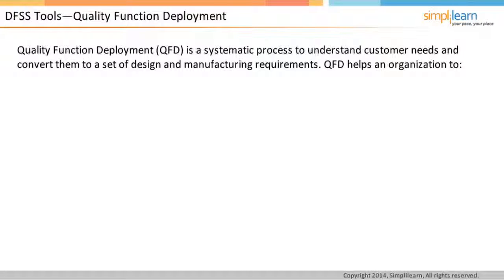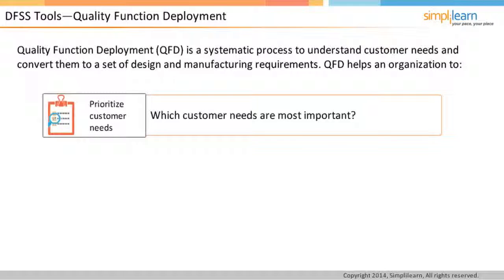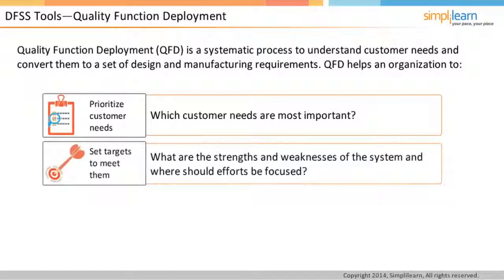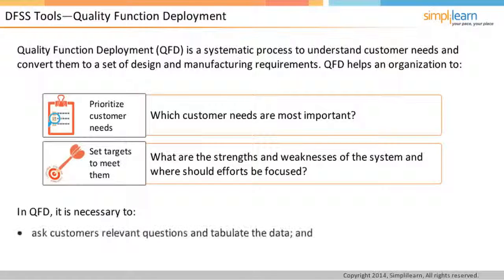and at lesser cost. The primary learning from QFD includes which customer requirements are most important, what the organization's strengths and weaknesses are, where an organization should focus their efforts, and where most of the work needs to be done. To learn from QFD, the organization should ask relevant questions to customers and tabulate them to bring out a set of parameters critical to the design of the product.